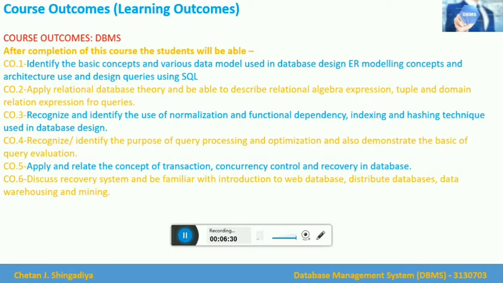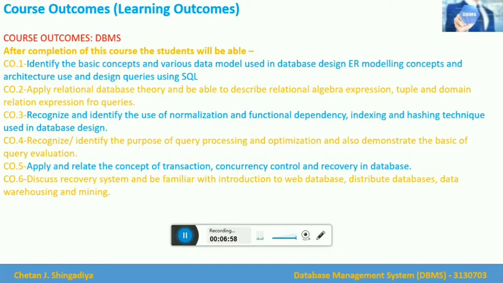The third course outcome is that we are going to recognize and identify the use of normalization and functional dependency, indexing and hashing techniques which are used in database design. The fourth outcome is that we are once again going to recognize and identify the purpose of query processing and optimization, and also demonstrate the basic use of query evaluation.